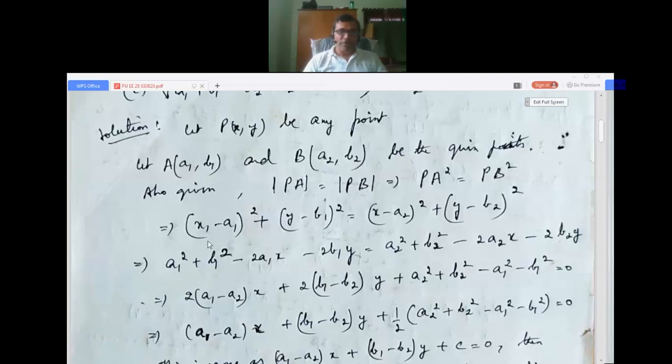So what we get here? PA squared means distance formula. I have written directly, but you already know, you are preparing for the exam. I have been telling you this session of mine will help you only in the final stage. This is just like a revision. I am not going through the basics. So what is the distance formula? PA squared is x minus a1 whole squared plus y minus b1 whole squared, equal to PB squared because they are equidistant.